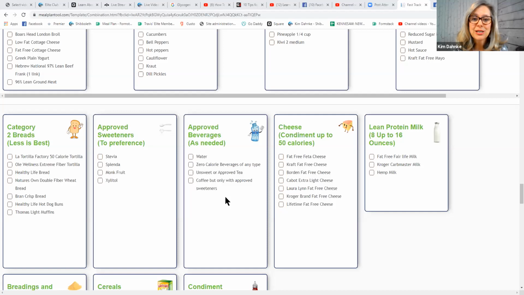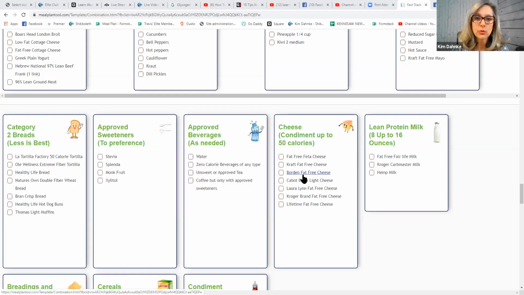Okay, so let's look at some cheeses here. Fat-free feta cheese, Kraft fat-free cheese, Borden fat-free cheese, Cabot extra light cheese, Laura Lynn fat-free cheese, Kroger brand fat-free cheese, and Lifetime fat-free cheese. Now, Travis really likes this Lifetime fat-free cheese. I've not seen it in any stores myself. He buys it from the Lifetime cheese website, and he says it's a really high-quality cheese. So if you're looking for a good, high-quality fat-free cheese, there you go, right there. I really like this Borden fat-free cheese.